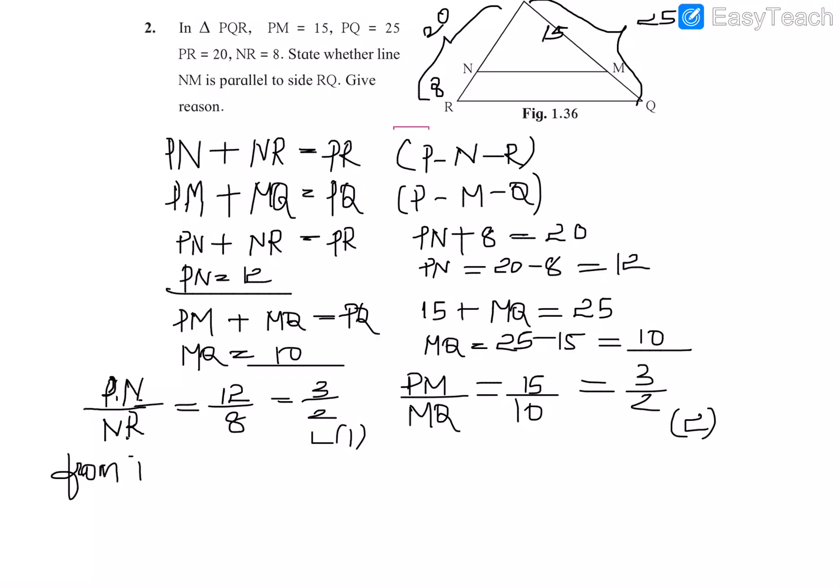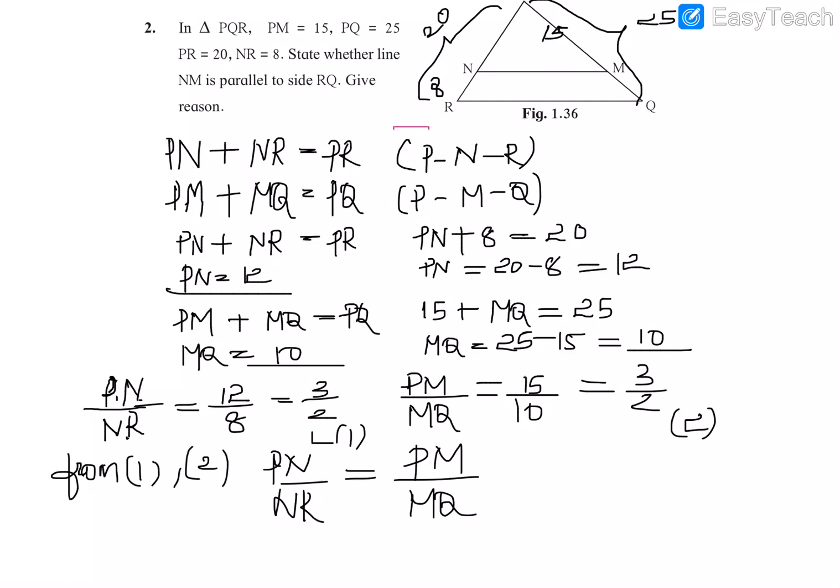So from 1 and 2, I have marked this PN by NR and PM by MQ. From 1 and 2 we can write PN by NR is equal to PM by MQ. Since their value is 3 by 2, I have written the ratio of the sides of this triangle, PN by NR is equal to PM by MQ. So we have shown that the proportion of the sides of the triangle where the line intersects is equal.